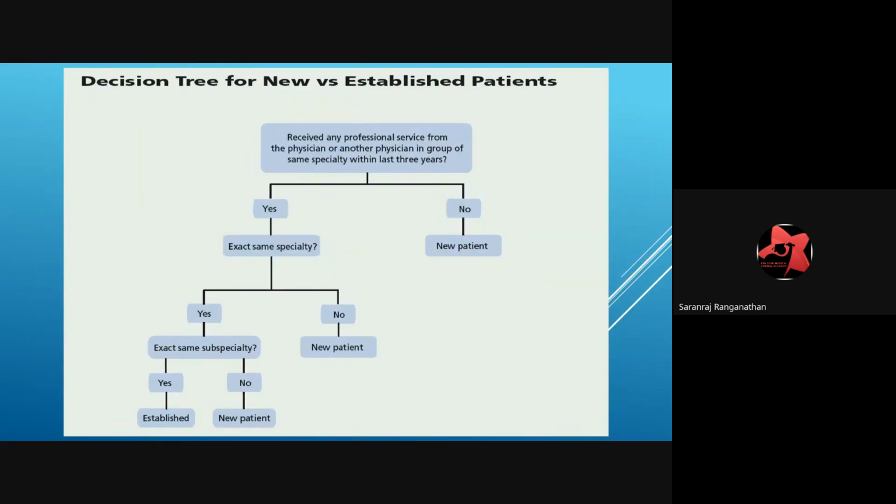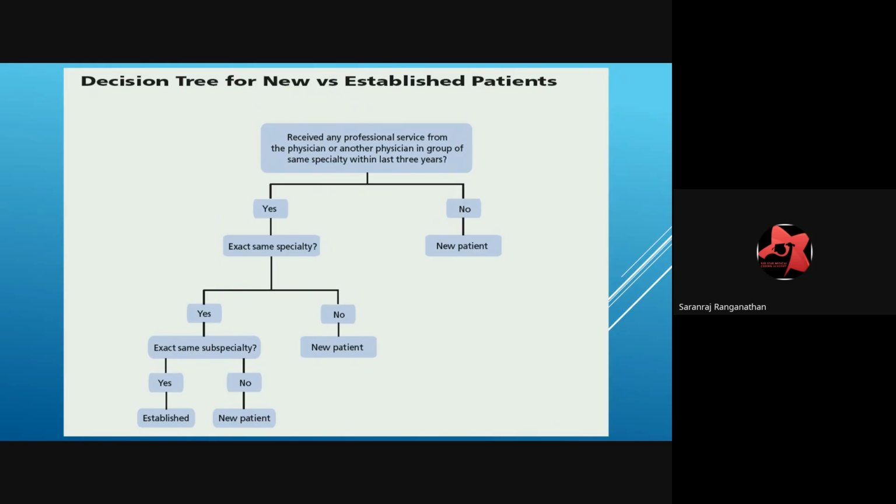So here is a flow chart to make it a little clearer, to make sure you understand new patient and established patient better, to arrive at the codes very easily. Okay, so here is a tree. When I come to the hospital, if I did not come within the last 3 years, I'm the new patient.